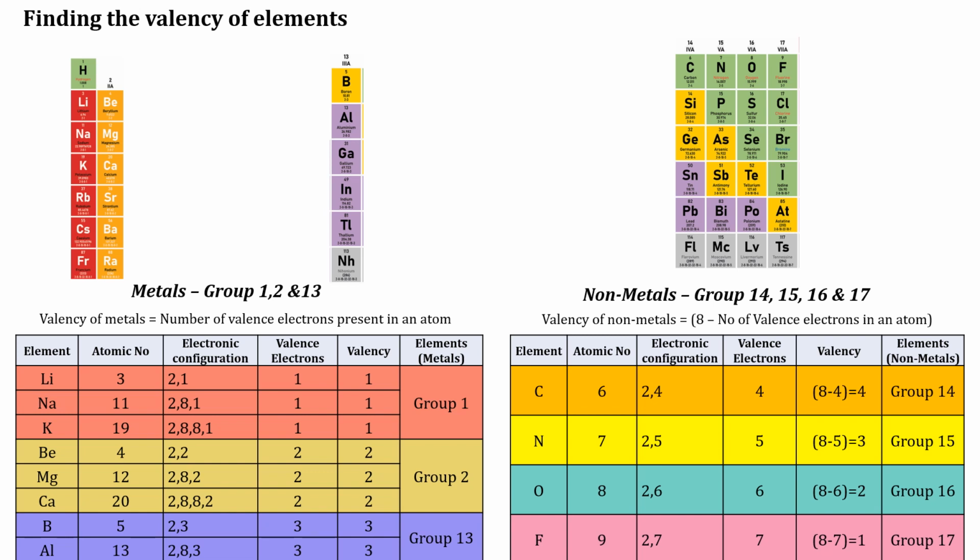Now let's discuss group 17, that is halogens, fluorine, chlorine, bromine, iodine, has 7 valence electrons. To attain octet configuration, they are in need of 1 electron. So 8 minus 7 is equal to 1. So the elements of group 17 has the valency 1.